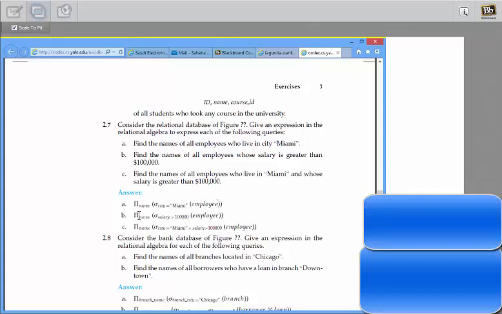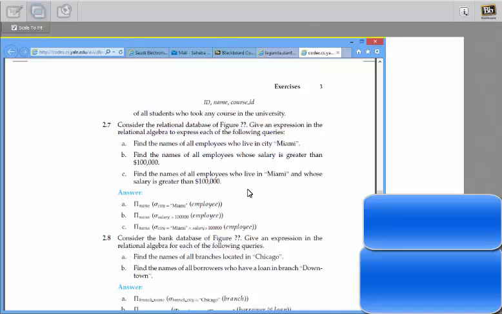Okay, Ruba? And again, second thing is find the names of all employees whose salary is greater than $100,000. That means project name again, because we have to find out the name of the employee. And select salary greater than 100,000. That means here the condition is that salary should be greater than 100,000, okay? Again from the employee table.